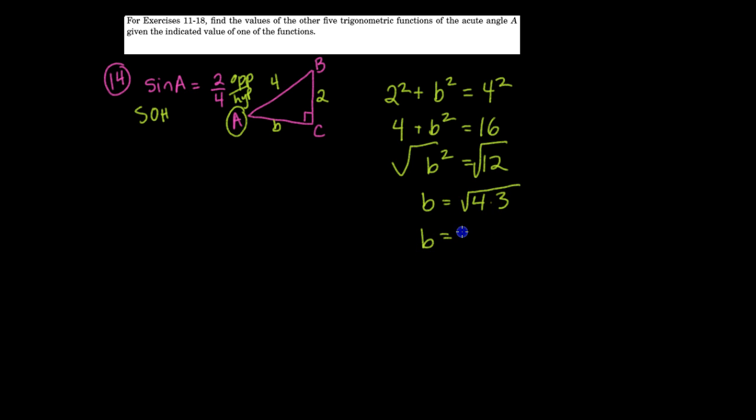What's the square root of 4? It's 2. So it's 2 rad 3. Okay, so now I know this side. So you first find the missing side, so it's 2 root 3. And now you can find the other trigonometric ratios.